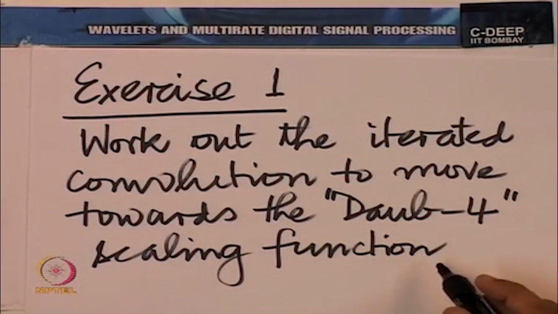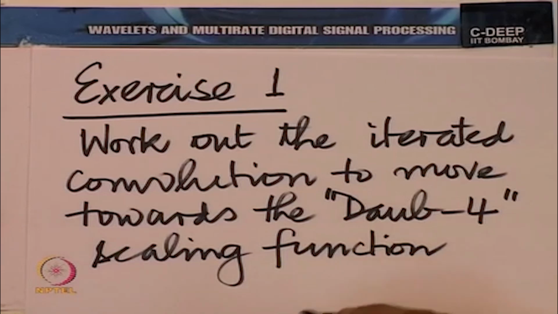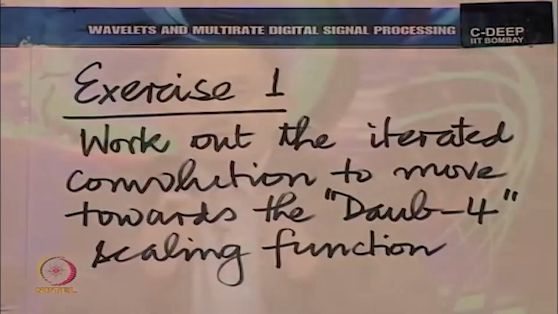So, we have already explained how to carry out the iterated convolution, but it would be worth actually carrying it out to move towards the Daub 4 scaling function. One would notice that the function that emerges is a continuous function, but it would not be expressible in what is called closed form. So, one would not be able to express it as some sin t or e raised to the power t or something of that kind, but it would be a continuous function. It would converge to a continuous function.